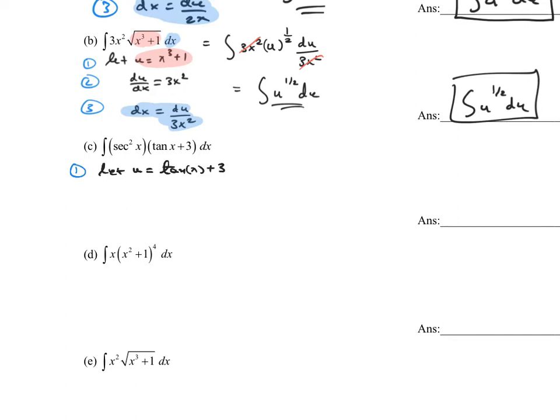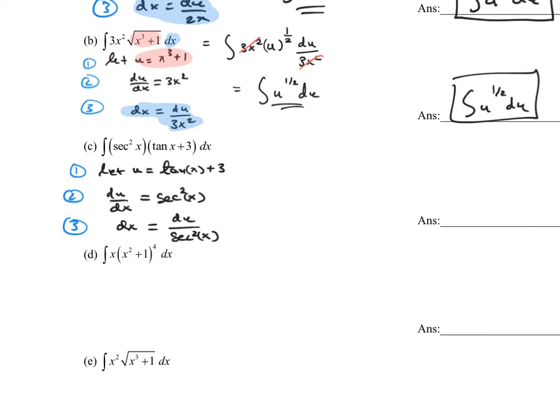U is going to be the tangent of x plus 3. So step 2, when we do that, we're going to have du dx. Well, the derivative of tangent of x plus 3 would be secant squared of x. And so step 3, when we solve for dx, again, you're just essentially cross-multiplying. Multiply both sides by dx, divide both sides by secant squared of x. You would have dx equals du over secant squared of x.